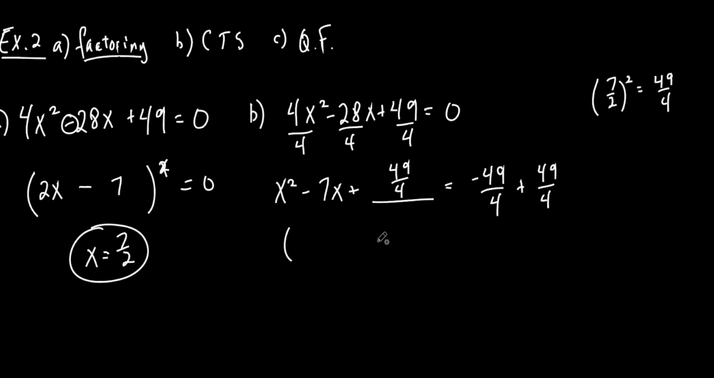So check this out. I got this, right? And x minus, what's the square root of that? 7 over 2 equals what? 0. Square root both sides, just gets rid of that. Add a 7 over 2. Check it out. I get the same exact answer, don't I?